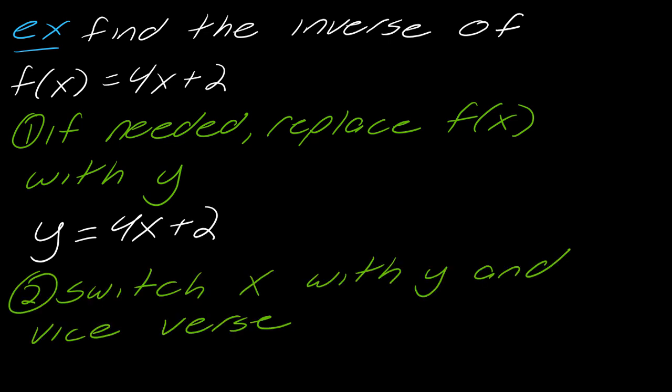The next thing you want to do is flip, so wherever you have an x, you want to replace it with y, and wherever you have a y, you want to replace it with x. So just flip to the opposite variable. So this will become x equals 4y plus 2.